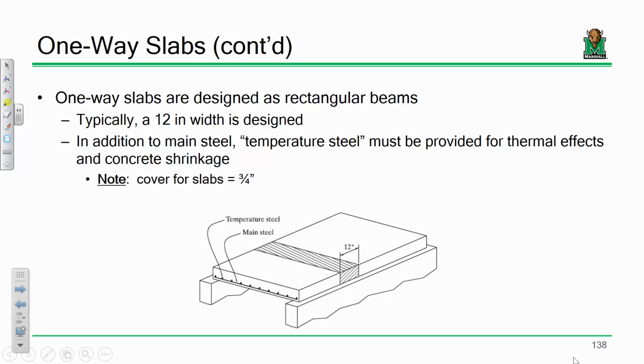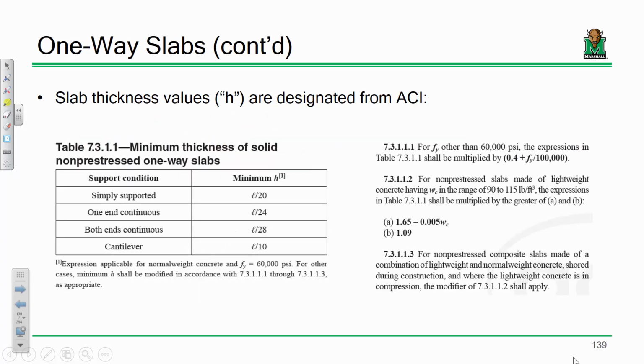For beams, you have this 1.5 inch cover requirement. You got all these stirrups and whatnot. But for slabs, your cover is only 3/4 of an inch. You don't really have to worry so much about stirrups. So we can typically take the height to be the d plus 1 inch. So there you go. And again, like I said, the slab thickness values come straight out of ACI.